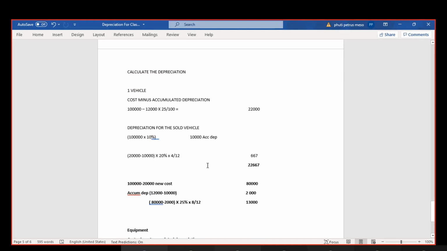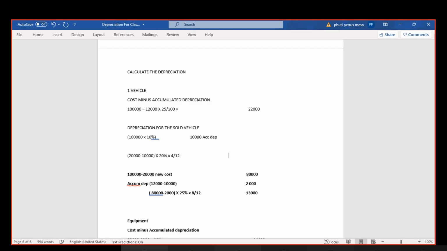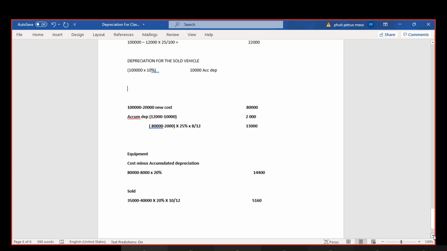It's supposed to say, let me see the depreciation. Okay, this one is fine. It's 22,000, right? That's fine. The depreciation for the sold vehicle. This part is actually not correct. So 4 months divided by 12, it is actually going to be for the cost of what we've purchased on the asset. Okay, because we only had it for 4 months divided by 12. And that's why I've adjusted this one here. My apologies for that. Sorry for that error.